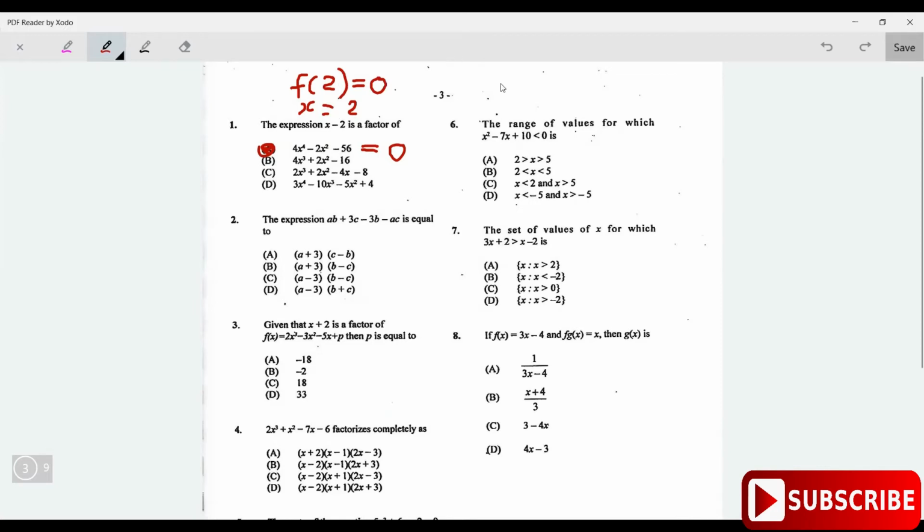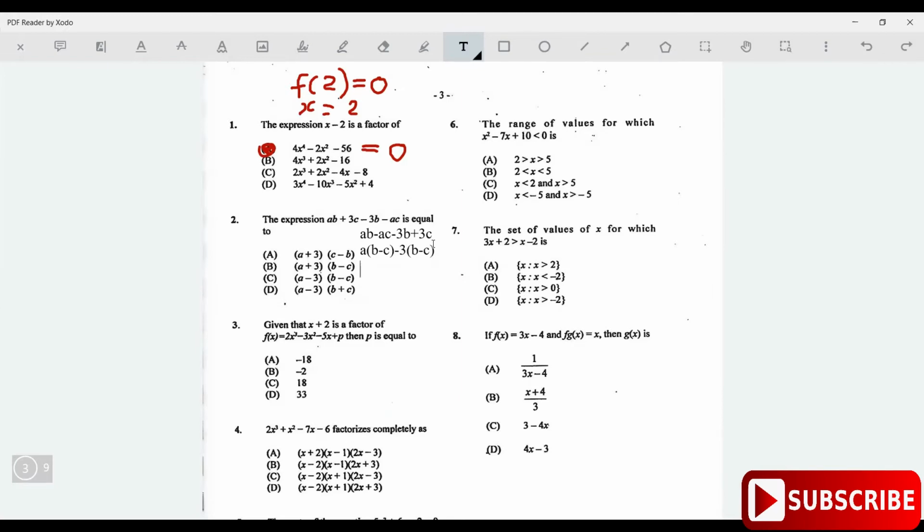Question 2, factorization. I have AB here and I have an AC here, so I like to group my AB and my AC together. So I have AB minus AC, and then I group my minus 3B and my plus 3C together. From here I can factor out A, and I'm left with B minus C. And from here I can factor out minus 3, and I'm left with B minus C again. So this works out to be A minus B multiplied by B minus C.